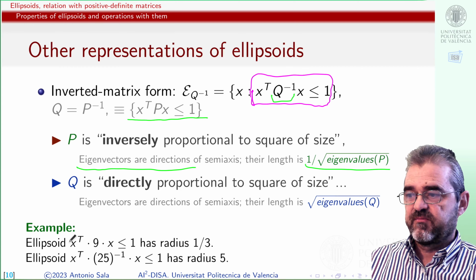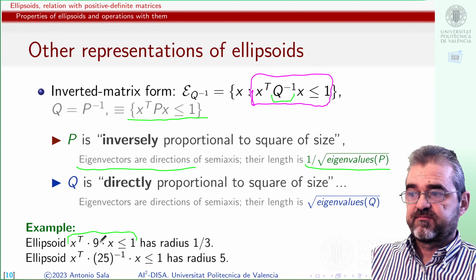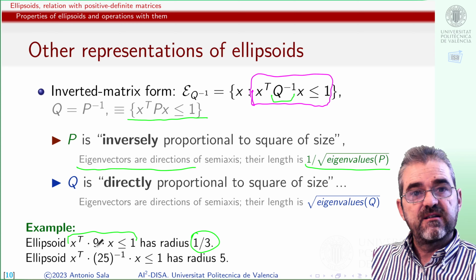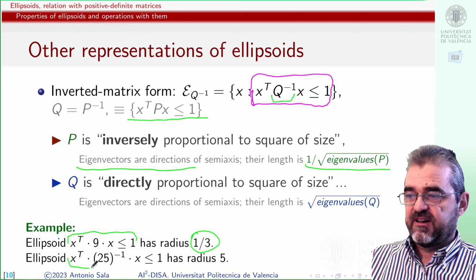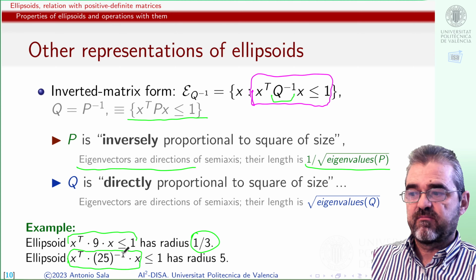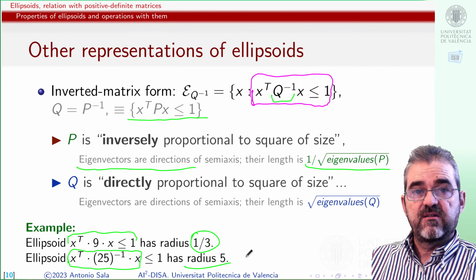So for instance, if I'm given this ellipsoid, then of course this is a sphere with radius 1/3. 9 is inversely proportional to the square of the radius. And if I get this sphere in inverse form, 25 minus 1, then the radius is 5. So good, these are inverted and non-inverted representations of an ellipsoid.